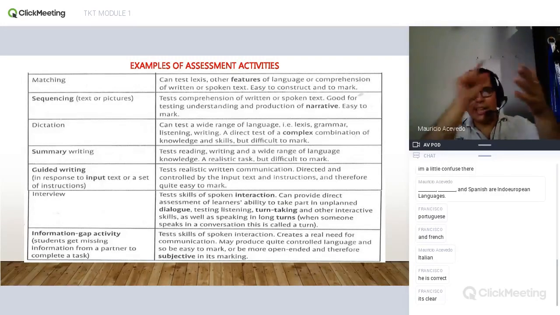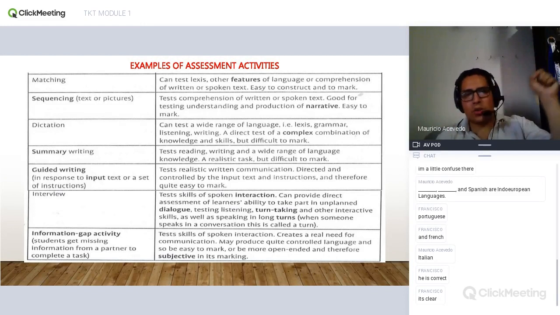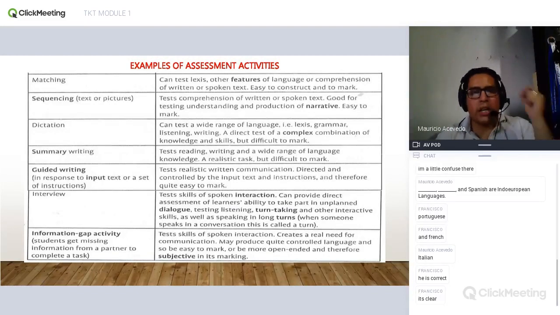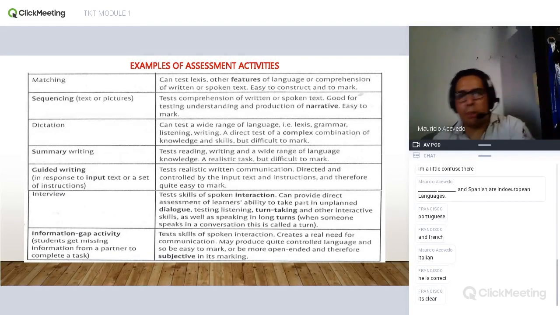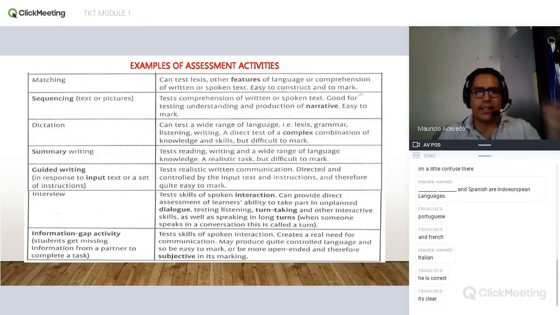Matching is like joining sentences, joining vocabulary, joining words with pictures, pictures with pictures, words with words, sentences with pictures, etc. Basically, it is to join. So in this case, this is a good one. It is also very similar to the last one, because you can test lexis, but also other features for comprehension.